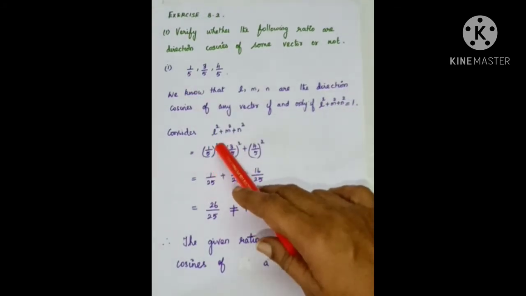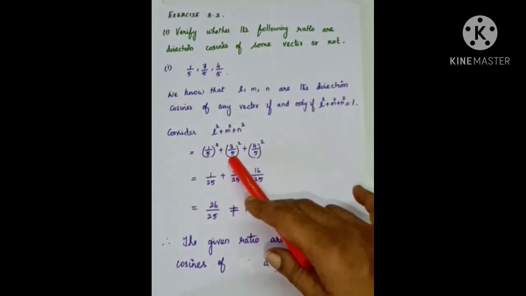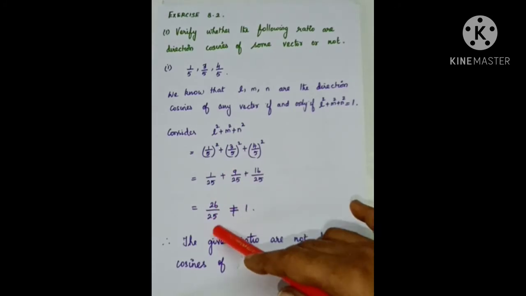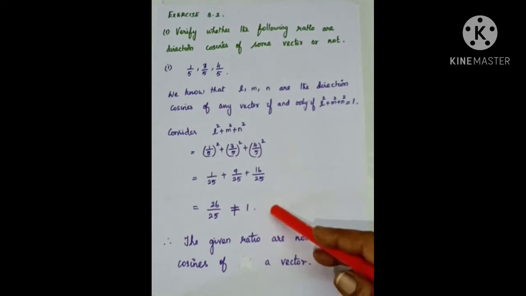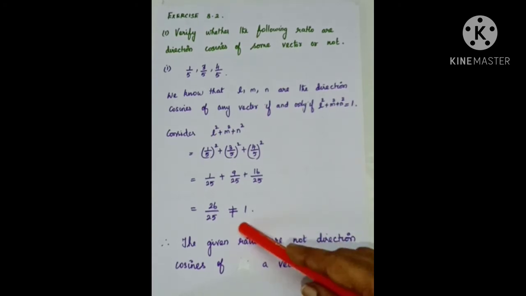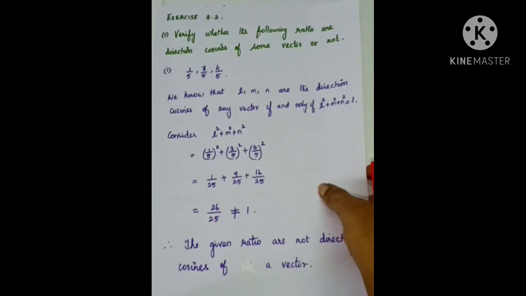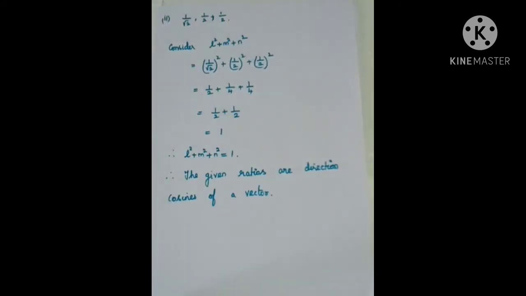So 1 by 5 the whole square plus 3 by 5 the whole square plus 4 by 5 the whole square. If you square and add, you will get 26 by 25. It is not equal to 1. So it is more than 1. Therefore, if it is 1 only, they are the direction cosines. If it is not equal to 1, the given ratio does not represent the direction cosines of any vector.